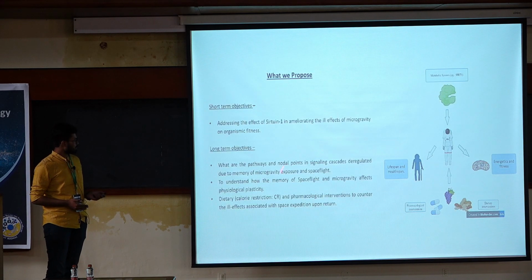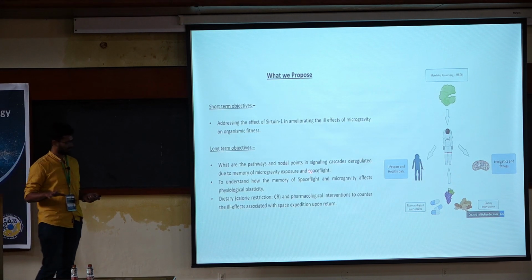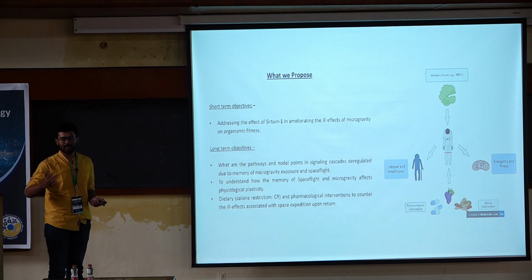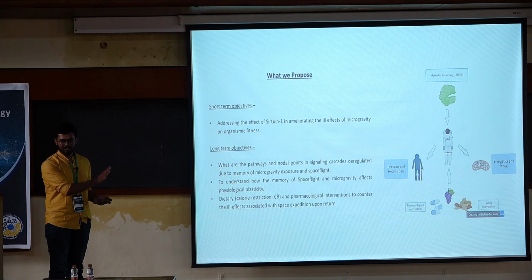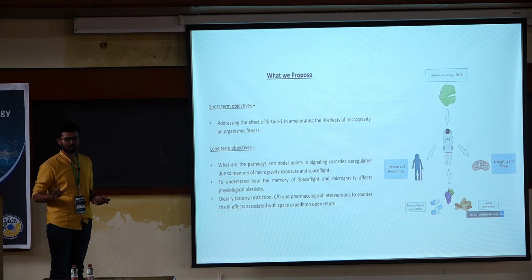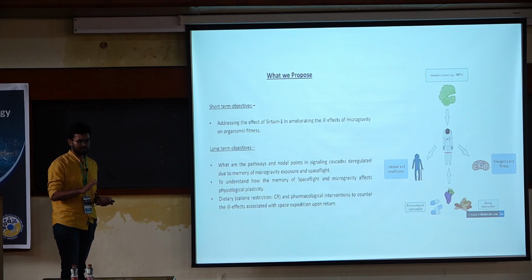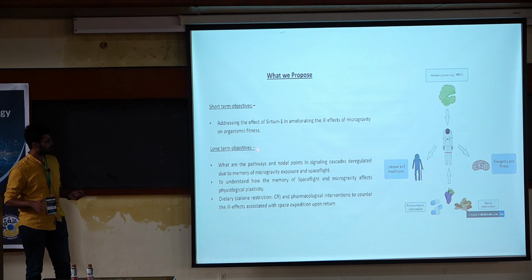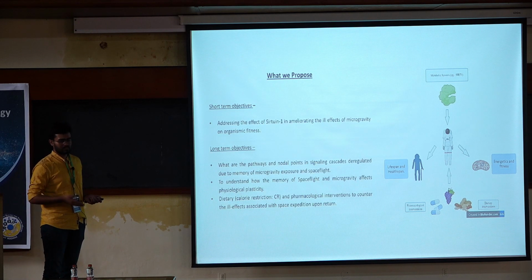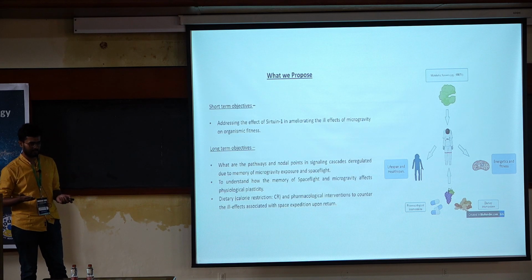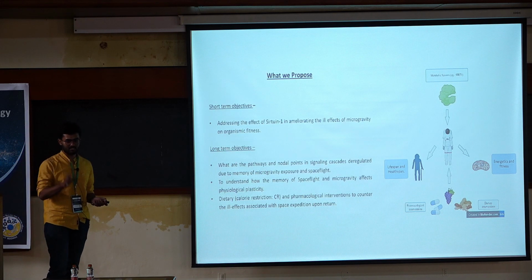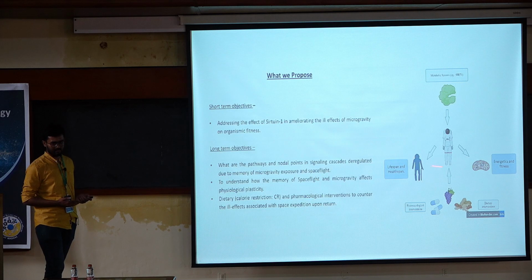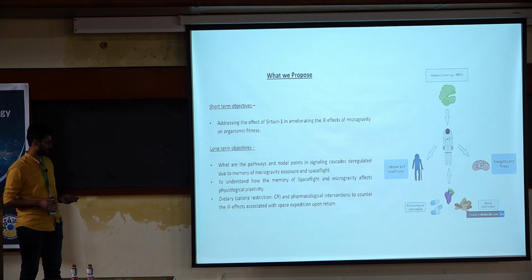Now what we propose here is that one of our short-term objectives is to use a genetic perturbation model, which is SIRT1 overexpression. SIRT1, as I mentioned previously, is just another metabolic sensor. We need not know the details of it, but it is known to ameliorate the ill effects similar to those observed in microgravity. There are also multiple pharmacological agents known to activate SIRT1, as well as very established dietary perturbation protocols which are known to activate SIRT1, which is one of our key aspects of study.